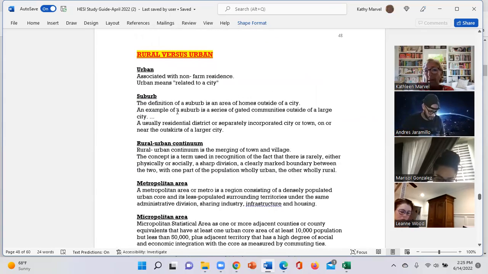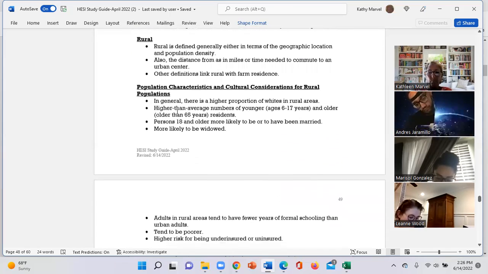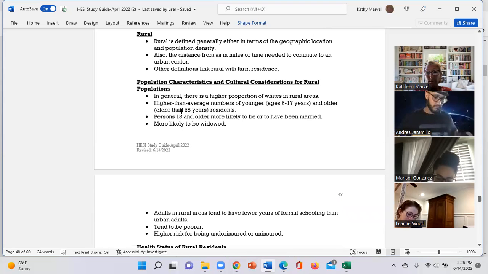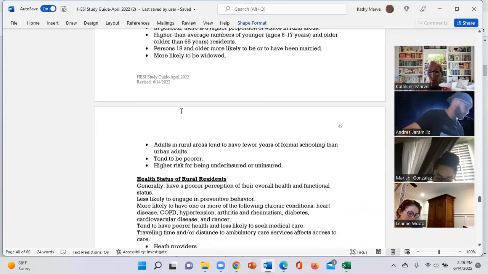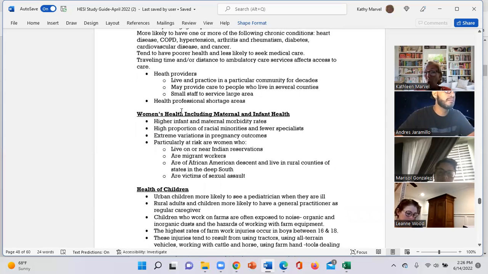Next concept we went through was rural versus urban. Right? What's the difference? What's healthcare look like in both areas? What does an immigrant need? What does a refugee need? Population characteristics for a rural population, right? We focused a lot on that. Health status of rural residents, women's health and maternal and infant health in the rural area.